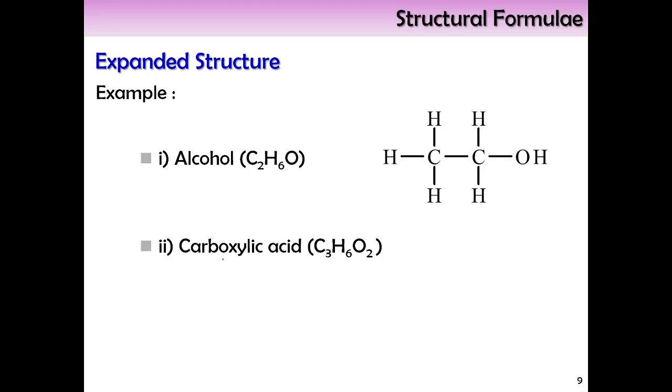Carboxylic acid. For carboxylic acid, the functional group is C double bond O, OH. So you already use 1 carbon, so it leaves you 2 more carbon. Each carbon should have 4 covalent bonding, so you should fill this up with 3 more hydrogen. So this is also hydrogen. What about this one? 1, 2, 3, 4. Already complete 4. Let's count again. Carbon, is it 3? 1, 2, 3. Correct. Hydrogen, is it 6? 1, 2, 3, 4, 5, 6. Correct. Oxygen, is it 2? 1, 2. Also correct. So let's see the actual answer. Okay, the same.